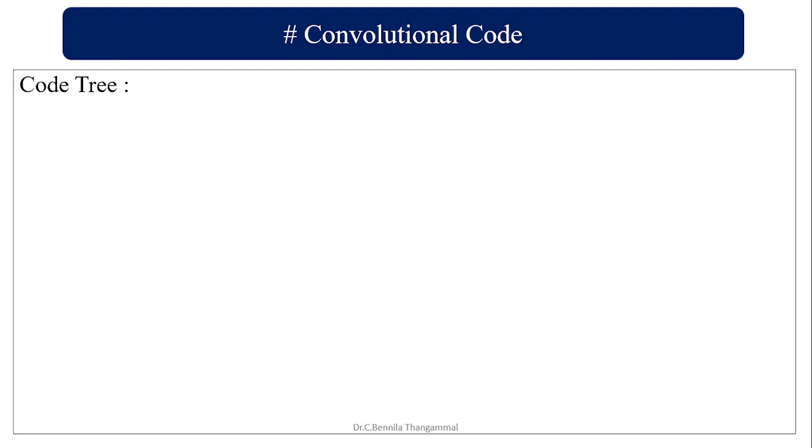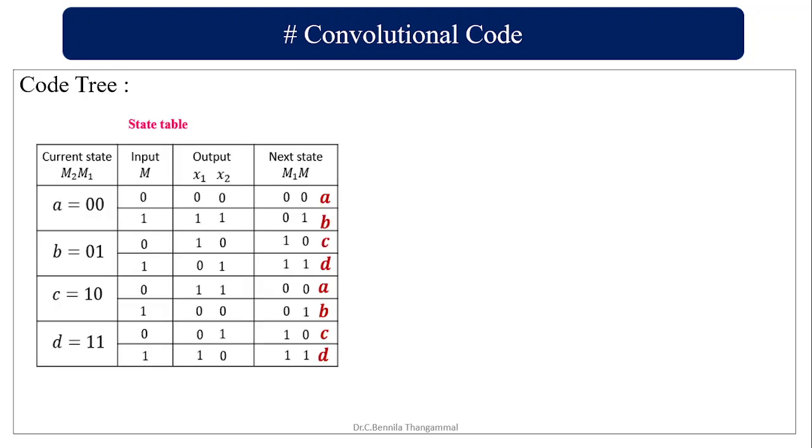So convolution codes, in that we are going to see the code tree. So code tree, you have two rules. If your input is 0, it has to go upwards. If your input is 0, you are going to take it in the upward direction. And if your input is 1, you are going to take it in the downward direction. So I'll take the same state table, start with this one, and then I'll move to the tree once I get all this as an answer.